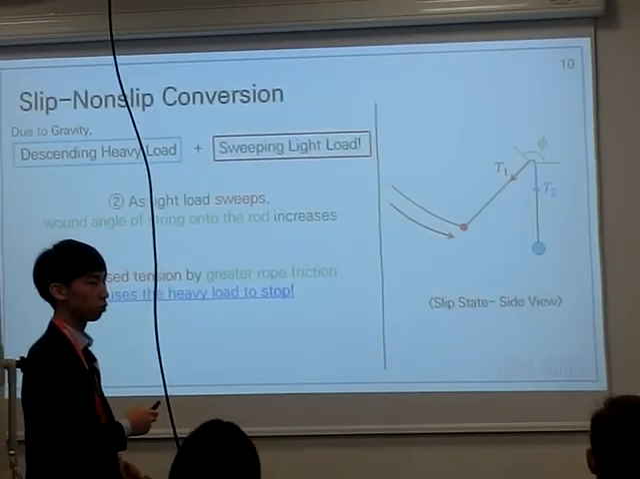And so the reviewer pointed out that I have not described the stopping of motion of the heavy load. However, in my qualitative explanation, the increased tension of the T1 and the greater rope friction will eventually cause the tension of the string attached to the heavy load to increase, which will finally stop the heavy load. So I have completely explained the sweeping motion of the light load and the stopping motion of the heavy load too.